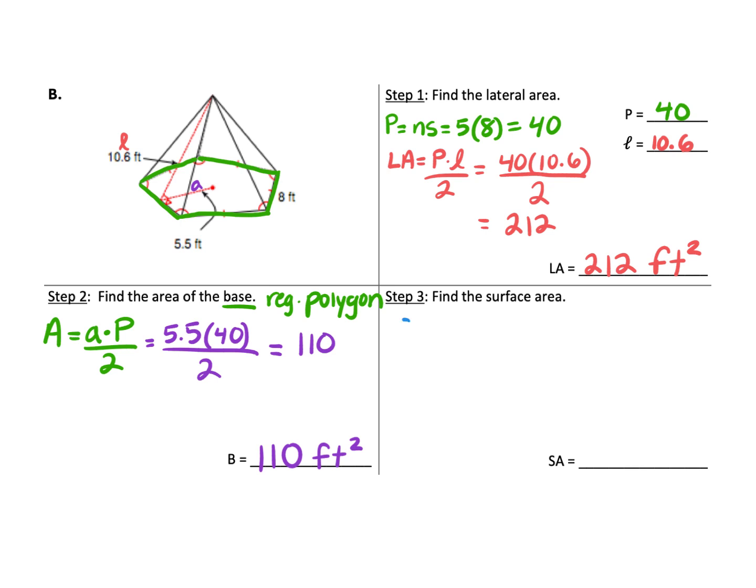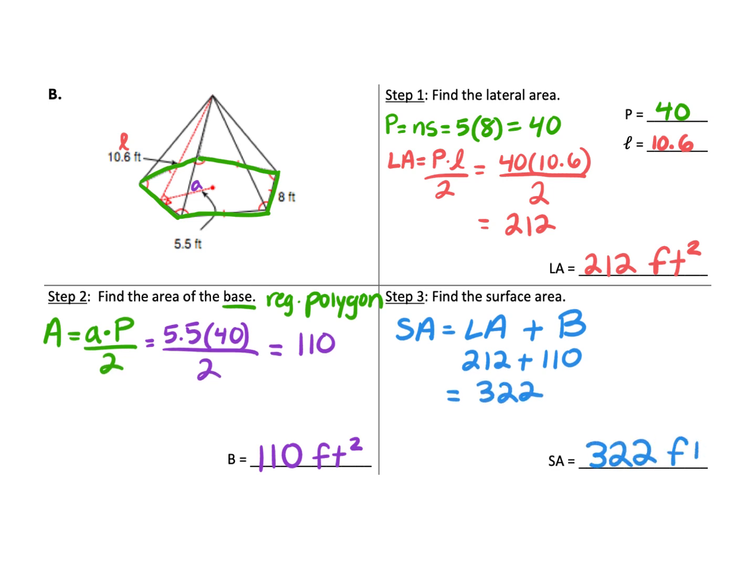Now we're going to find the surface area. And the surface area is just the lateral area plus the area of that pentagon base. So we'll take 212, add 110, and that adds to 322. So our surface area would be 322 square feet.